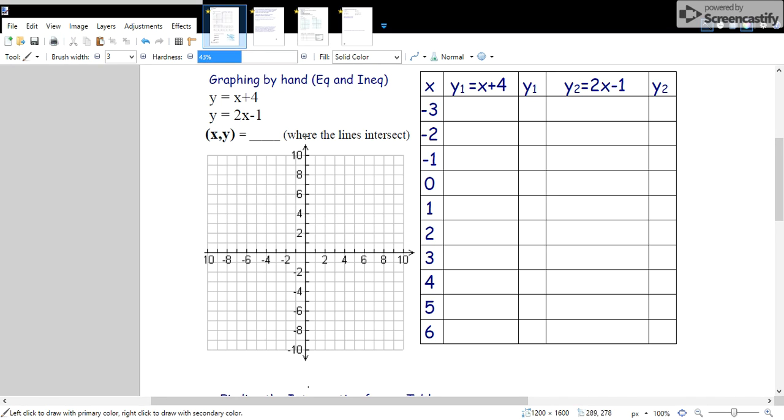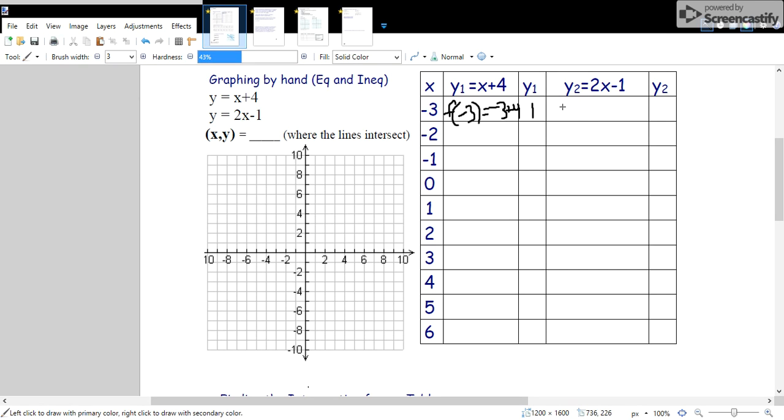What we need to find is where the lines intersect. That would be the solution to our system. So, let's go ahead and make a table. Let's input x values. When x is negative 3, let's figure out what the first equation will be. So you basically have f of negative 3 equals negative 3 plus 4. Well, 4 minus 3 is 1.